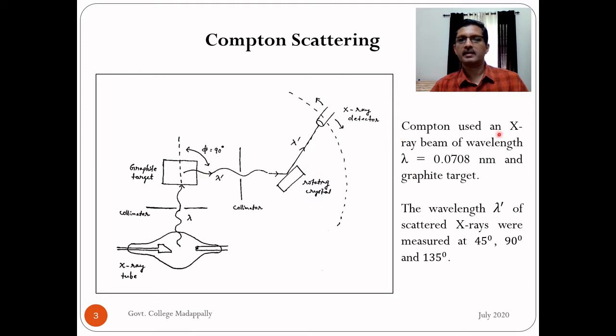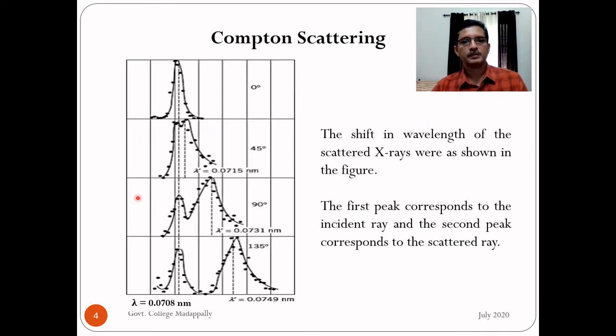In the actual experiment, Compton used an X-ray beam of wavelength 0.0708 nanometer and a graphite target. The wavelength lambda prime of the scattered X-rays was measured at three different angles: 45 degrees, 90 degrees and 135 degrees. These are the experimental results obtained by Compton. The shift in wavelength of the scattered X-rays is shown in the figure. The topmost panel corresponds to no scattering, 0 degrees, meaning X-rays passing through the target without any scattering. Then 45 degree, 90 degree and 135 degree scattering.